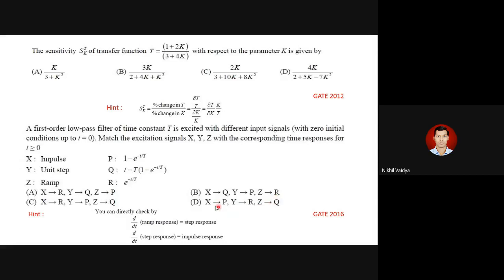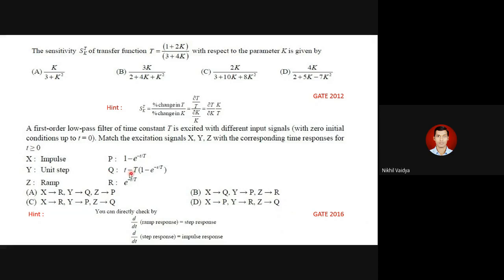Now let us check how B is the option. They have arranged the inputs in proper sequence. What we want: impulse first, then step, and then ramp. Why do I want this? Because the hint says that impulse response is nothing but the derivative of step response, and step is nothing but the derivative of ramp.